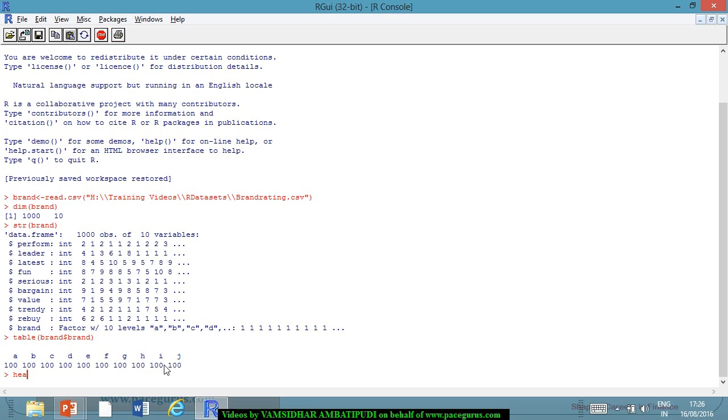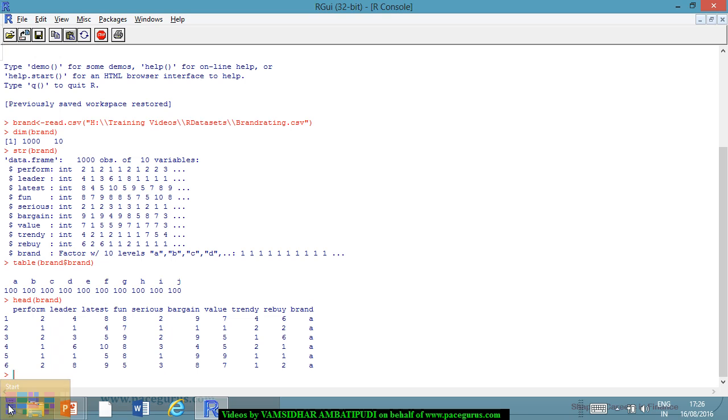So we can look at the head of this brand, where I can get the first few values. So on performance, someone has given a 1 to 10 kind of scale: leadership, leader in that particular space, is it having the latest products, etc. So this is what we have, and we can observe some of the variables here. We have looked at the summary as well.